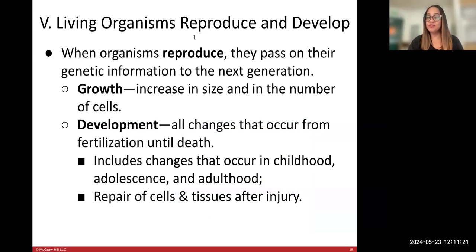Living organisms reproduce and develop. When organisms reproduce, they pass on genetic information to the next generation. Growth is the increase in size and number of cells, but development is all the changes that occur from fertilization until death. Every human goes through these stages, changes that occur in our childhood, adolescence, adulthood. But development also refers to the repair of cells and tissues after injury. We are constantly repairing ourselves. We're constantly shedding skin cells. Our skin always sheds, so our body from underneath has to make more. That's part of our development.